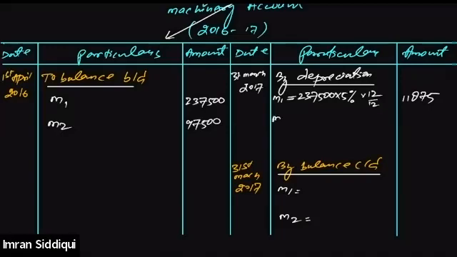And similarly, we will calculate depreciation on the machine 2 as well. And on machine 2, we will calculate depreciation at the rate 5%. But for how many months? Tell me. For how many months we will calculate depreciation on machine 2? Tell me quickly. Labiba, Vanisha.